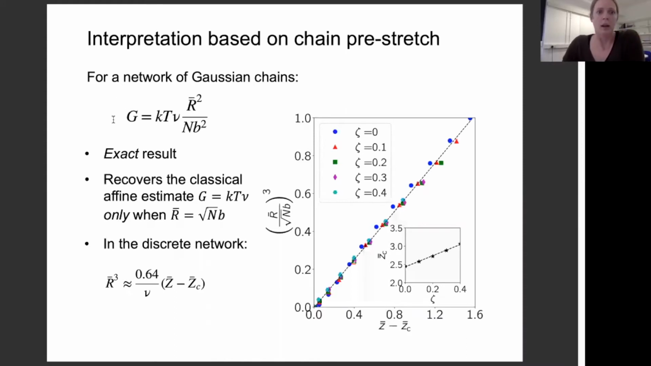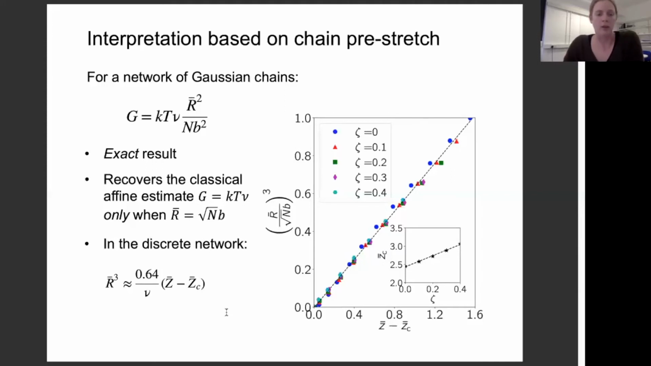Now the thing is that in our network, we cannot enforce a priori that the chain will take the random walk estimates as the end-to-end distance in the network. Actually, the end-to-end distance of the chains in the network in the initial configuration depends on the architecture and depends on the density. So this ratio is in general not 1 and represents the pre-stretching of the chain. So the average pre-stretch of the chains even before you start deforming the network. And this end-to-end distance, you can actually estimate it from relatively straightforward geometric arguments in terms of coordination and density.